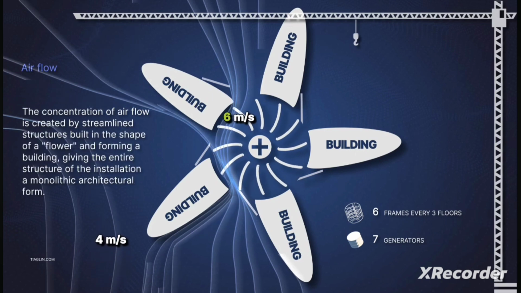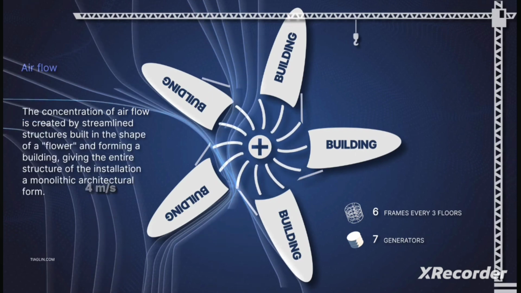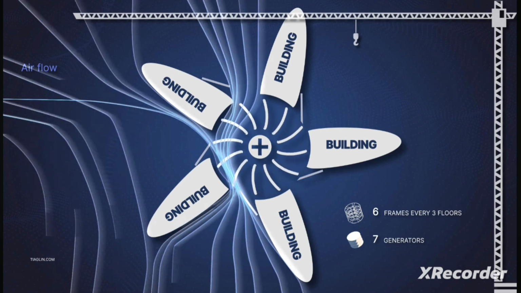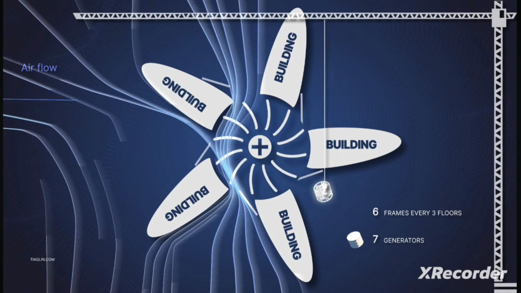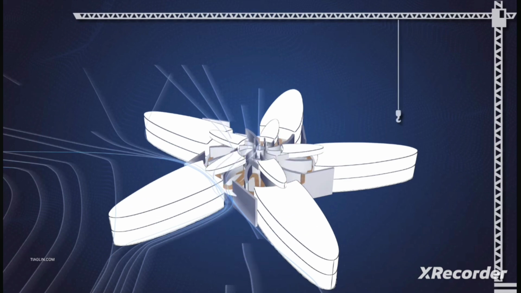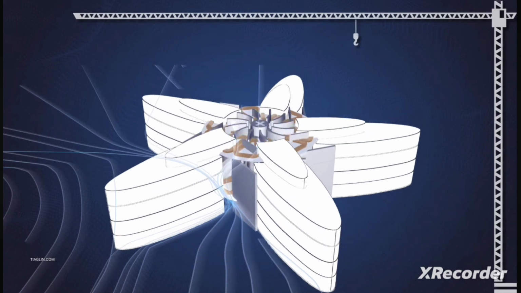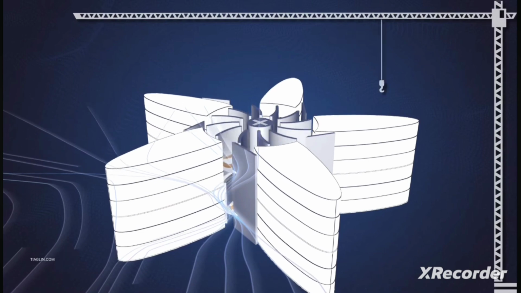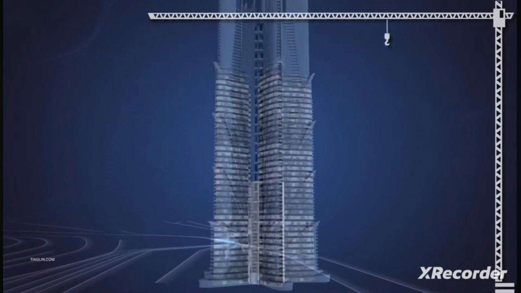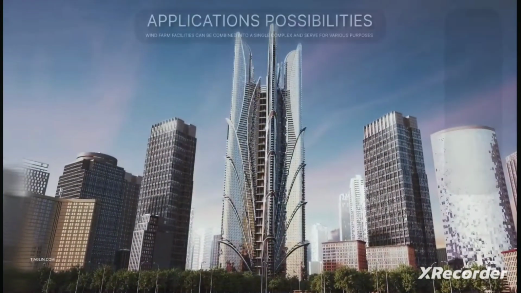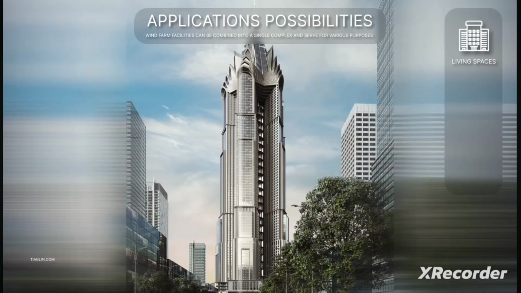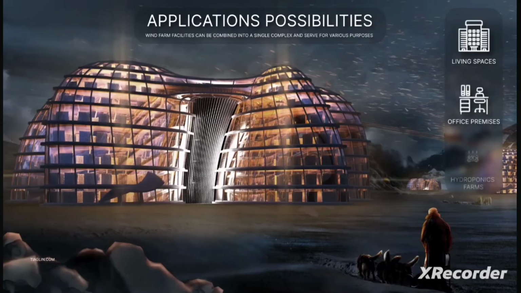The concentration of airflow is created by streamlined structures, lined in the shape of a flower, which form a building, giving the whole structure of the installation a monolithic architectural form. Possibilities of application: residential spaces, office spaces, vertical hydroponic farms.